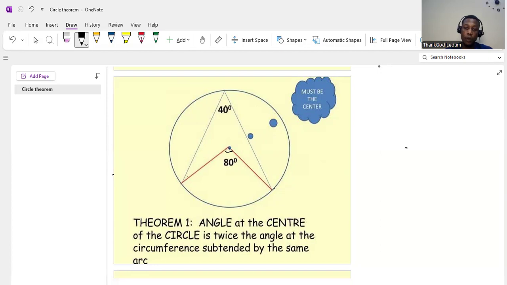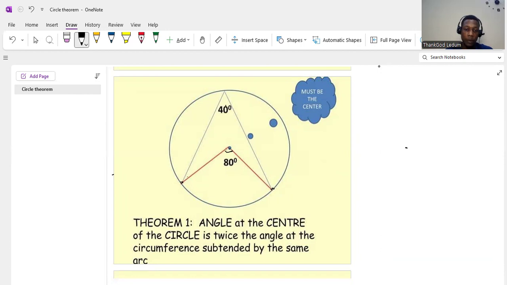Now, this can only be valid if they share a common arc, in such a way that the two points forming the angle at the circumference are also the points forming the angle at the center of the circle. Now, this is an arc, and this is also an arc, because it's forming this angle like this.